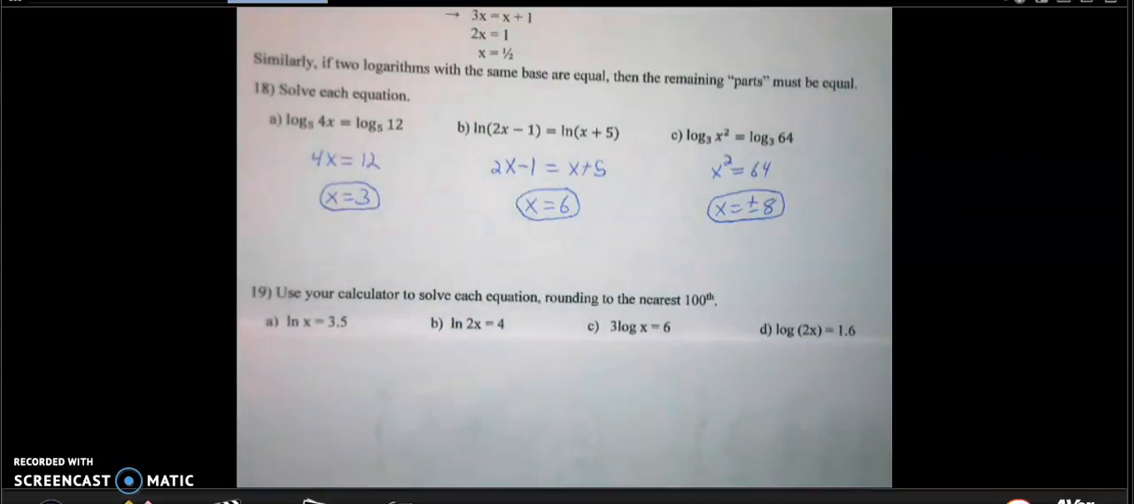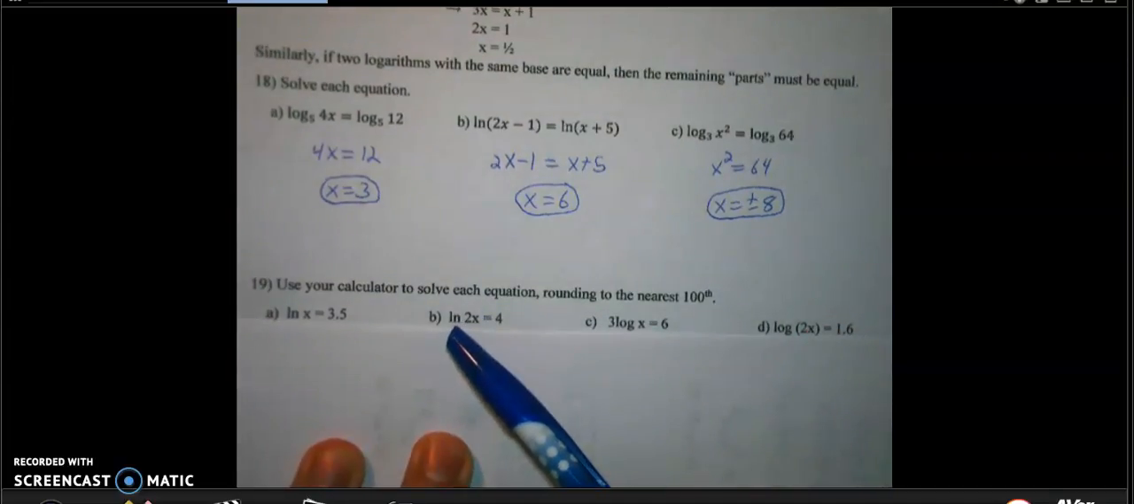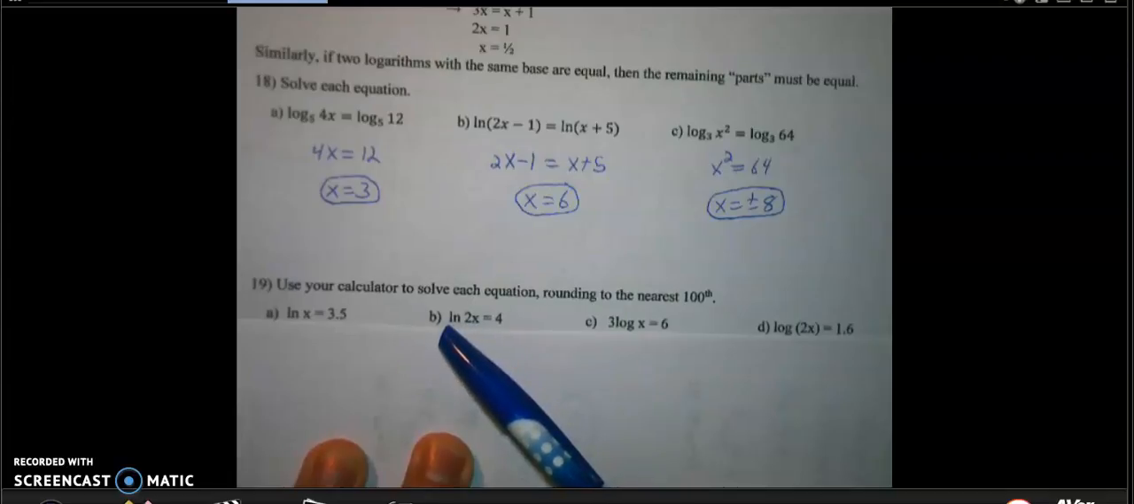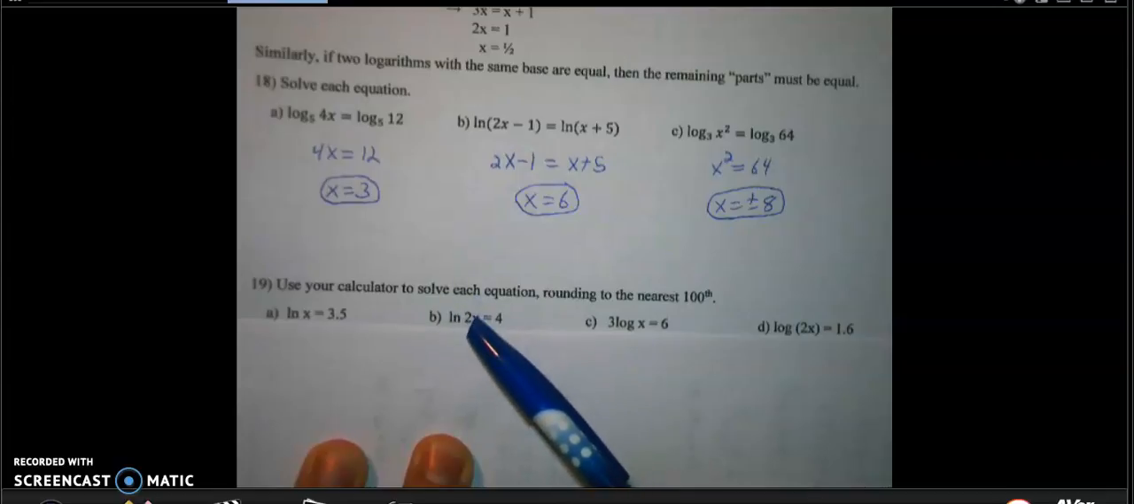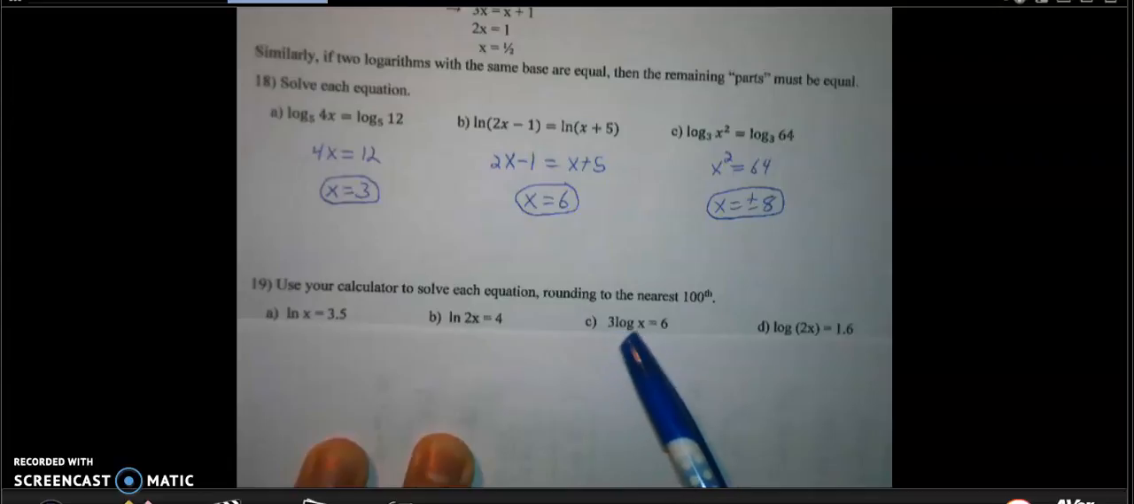Okay, so if you go through and try the others, what I want to point out here is that in part B, natural log of 2x equals 4, you can't divide by 2 unless it was in front of the natural log. That 2 is with the x, so you're taking the natural log of 2 times x, so you can't just divide by 2 to get rid of it. So you got to be careful with that. In part C, notice how the 3 is in front of the log, so you can divide by 3 on both sides to get log of x equals 2, and then go from there.